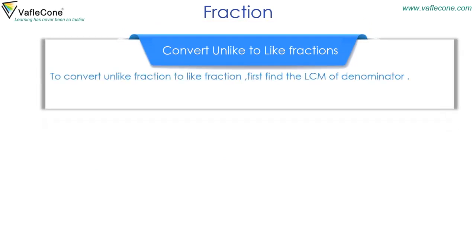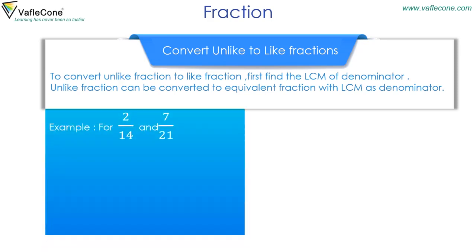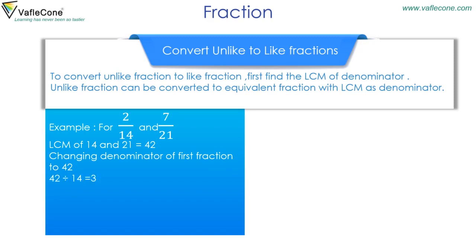To convert unlike fractions to like fractions, first find the LCM of the denominators. Unlike fractions can be converted to equivalent fractions with the LCM as denominator. For example, for 2 by 14 and 7 by 21, the LCM of 14 and 21 is 42. Changing the denominator of the first fraction to 42, 42 divided by 14 is equal to 3. Multiply numerator and denominator with 3. 2 into 3 by 14 into 3 is equal to 6 by 42.